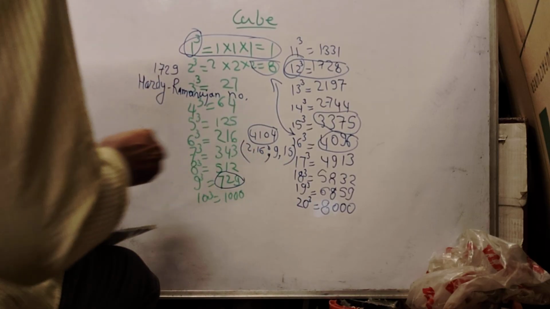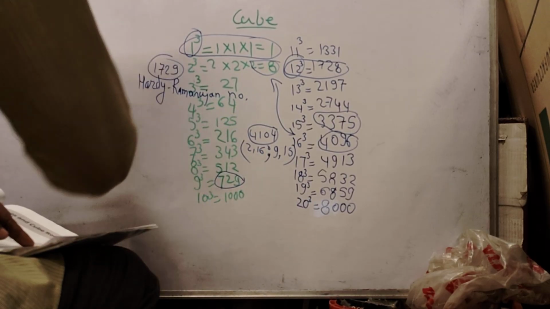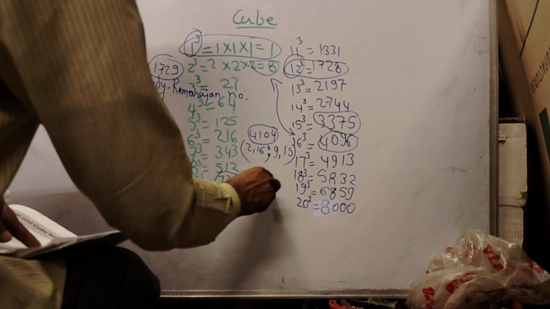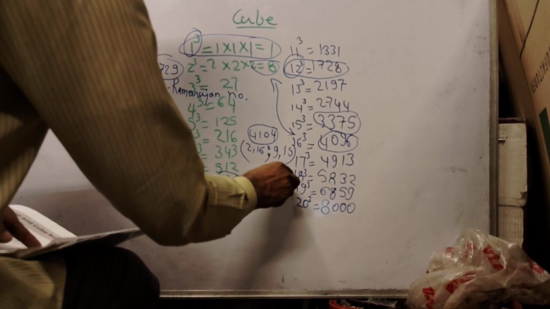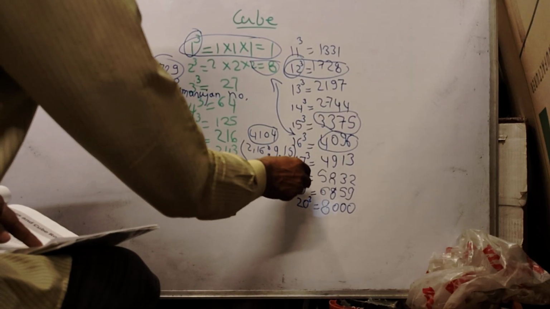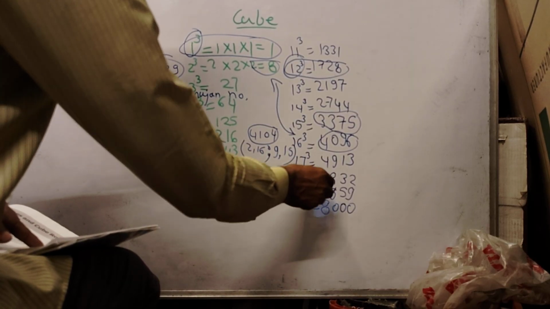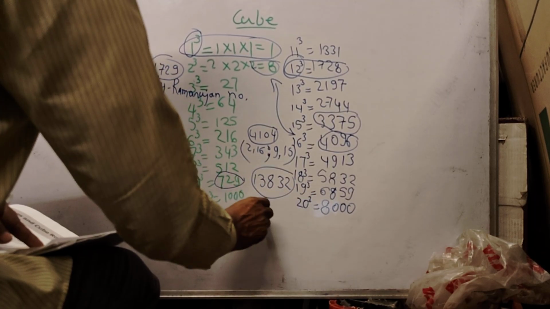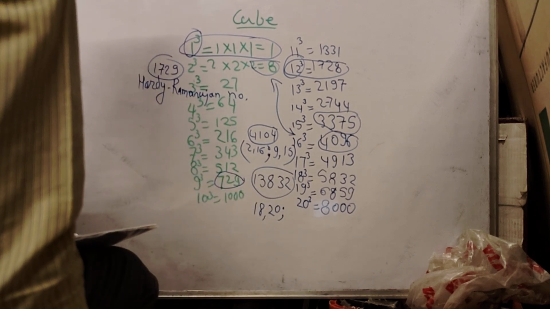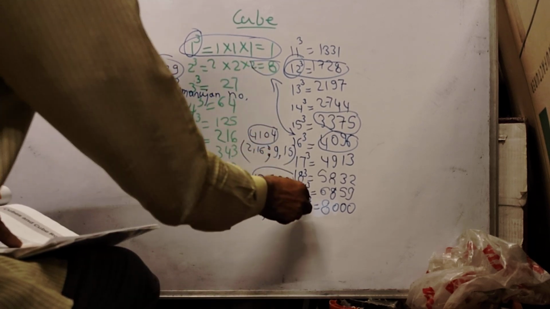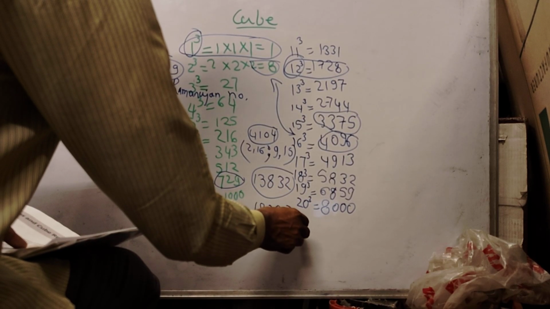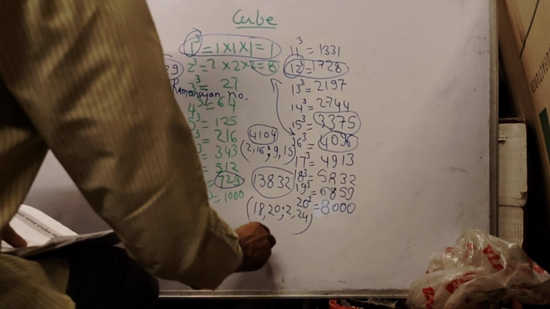So this is the second Hardy-Ramanujan number, and 1729 is the first, and the third one is also available, that is 13832. This is the third Ramanujan number, and it is the sum of 18 cube and 20 cube. 18 cube is 5832 and 8000 is 20 cube. When we add, we get 13832. And one more is 2 cube, that is 8, and 24 cube, which also gives 13832.